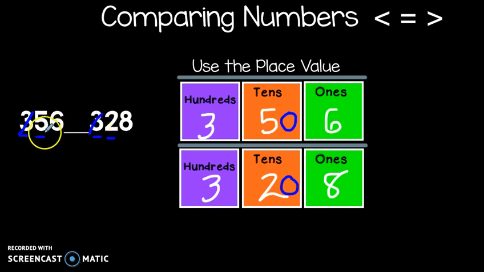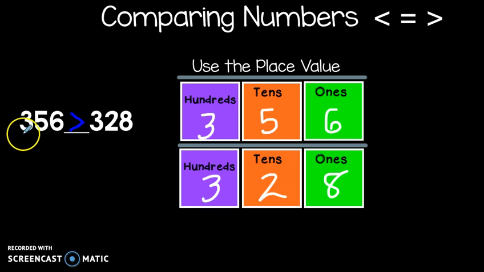So the symbol I would write in there, well, that means that this number here then is most definitely bigger or greater than this number. So the symbol I would write in here is this. So my alligator, here's his teeth here, here's his mouth. He's opening up towards the bigger number, 356. So I would say 356 is greater than 328.